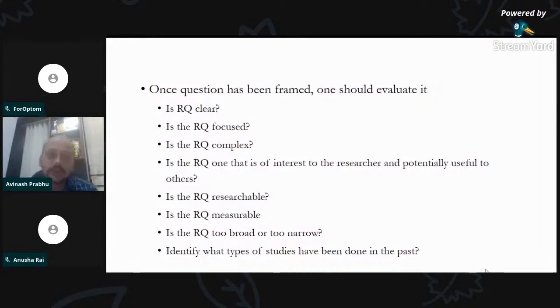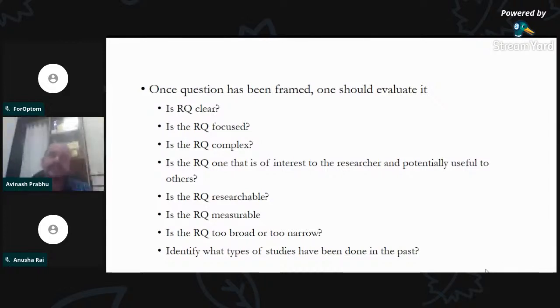Is the research question one of interest to the researcher, and is it potentially useful to the community? Does this research question have more research gaps so that I can do another research on that? Is it measurable? Is it too broad or too narrow? And also you need to identify the types of studies which have been done in the past. For this particular research question, you need to check the previous literature reviews and see what kind of designs were involved. Is it a cross-sectional study or is it an RCT?